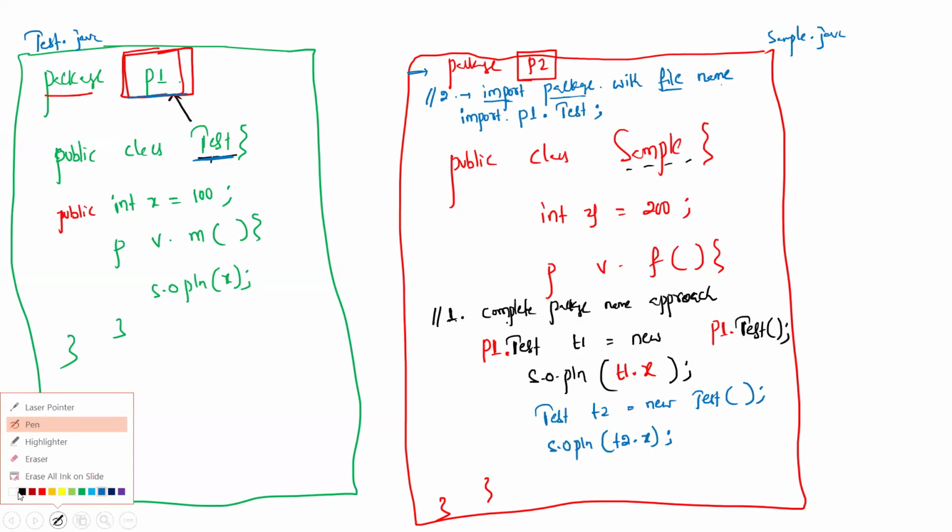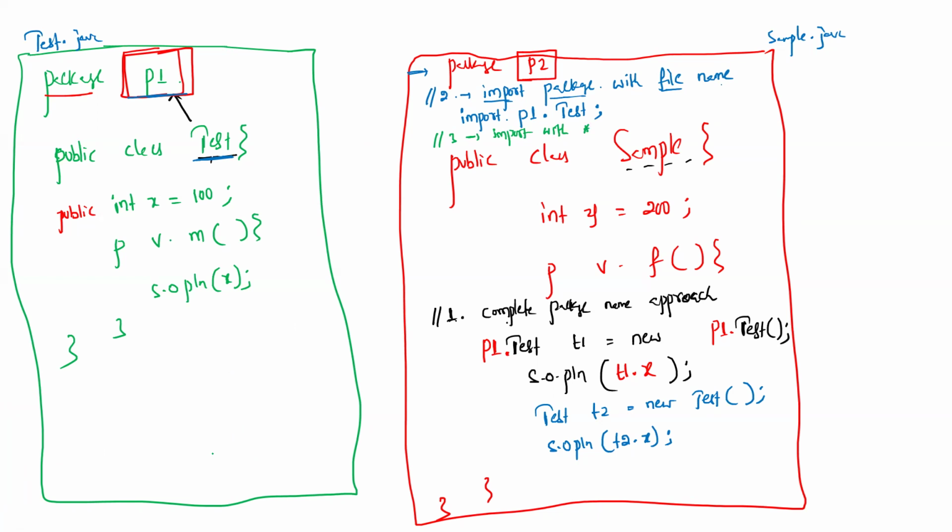The third approach is import with the star. Import package name with the star approach. What is the line of code? Because there is no space, I'm writing here. Please understand this. Import means first the import keyword. Import. What's the package name? P1. Then dot star. That's the third approach.